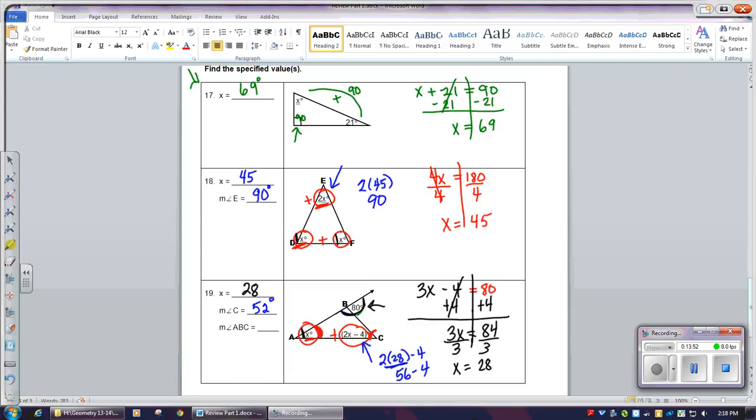Then it wants the measure of angle ABC. Now that's the other part of this. Do you know you didn't even have to solve that problem if you didn't want to? Because remember how I told you together these two angles are a linear pair? So if this part is 80, this part has to be 100 because they have to add up to 180. So the measure of angle ABC, this one right there, is 100 degrees.